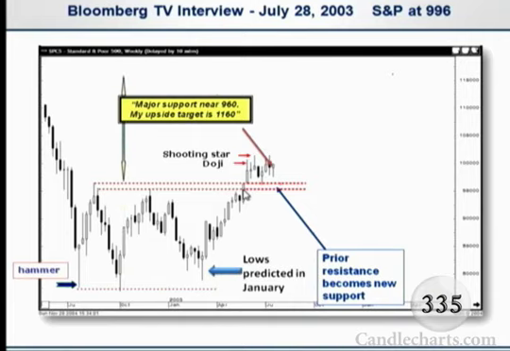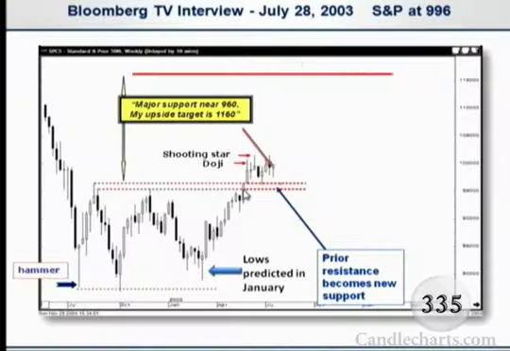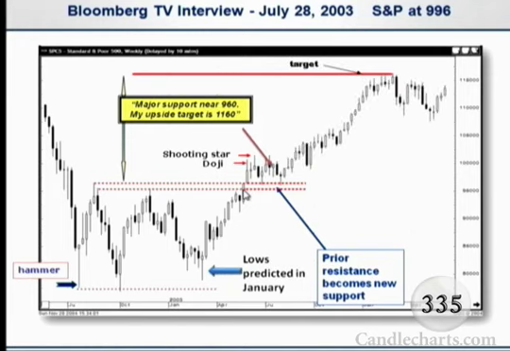Now, you don't have timing. People ask me, how fast? I might have a target of 1160 based on Western technicals. When are we going to get there? I have no idea. Especially in a market like this, it could be two days. You blink your eye, it's done, right? Or it could be months. I don't do anything with timing. And we got there. So we're at the 1160 area.